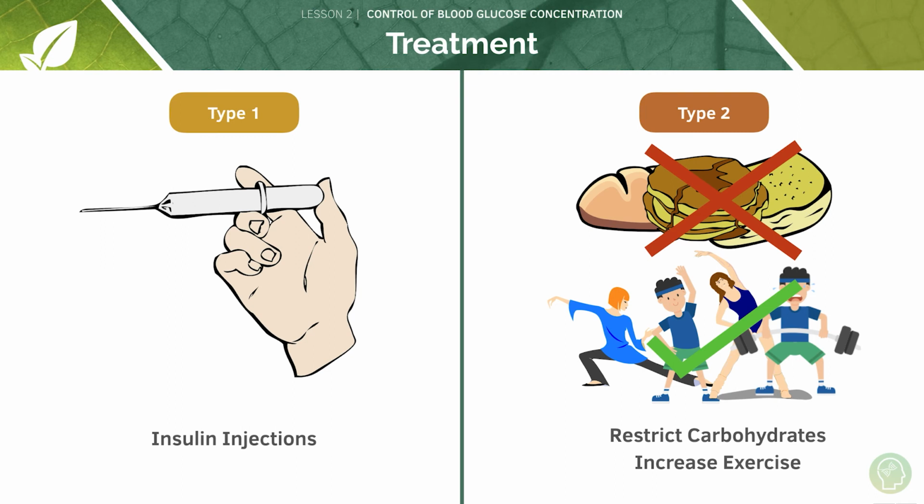Now treatment-wise, type 1 is always treated with insulin injections. Blood glucose levels can fluctuate, so the dose of insulin must correspond to these changes. But the person must also control their exercise and diet.